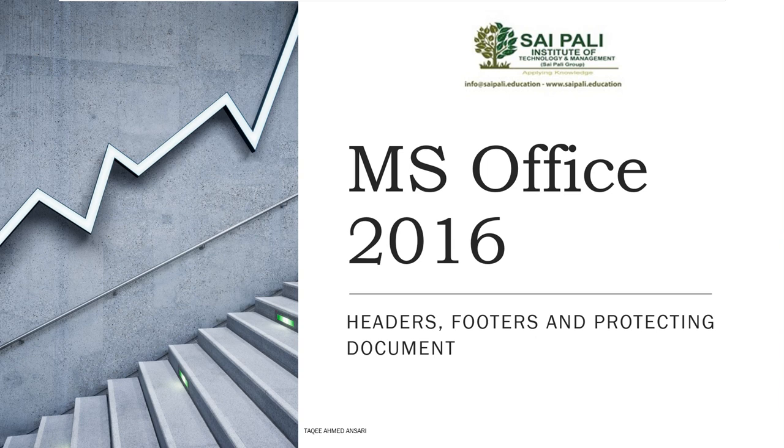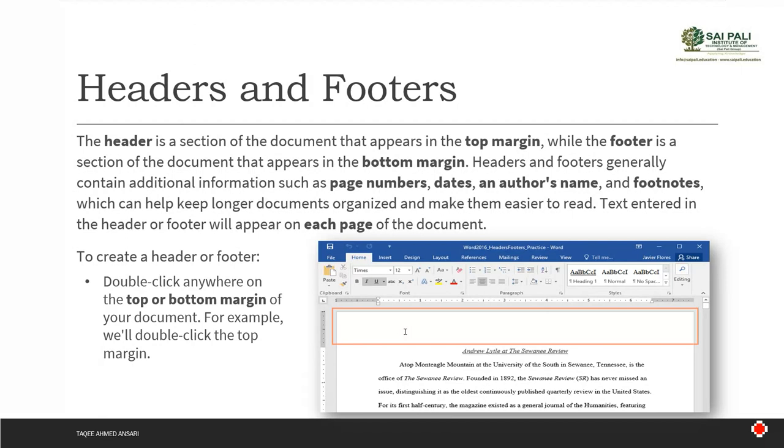In this video, we are going to see headers, footers, and also we will see how we can protect our document. Now, first thing is headers and footers. These headers and footers are the sections in the margin above your document and at the bottom of your document. The top margin of the document is the section where we have header information, and the bottom margin part of the document is where we can have footer information.